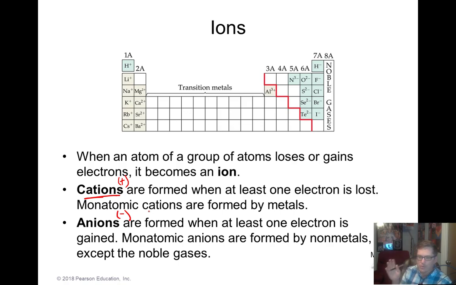For the vast majority, things on the left side of the periodic table form positive ions or cations. Things on the right side of the table form negative ions or anions.